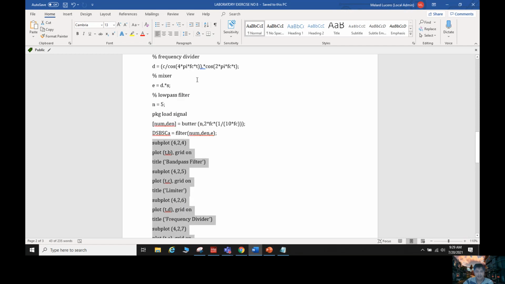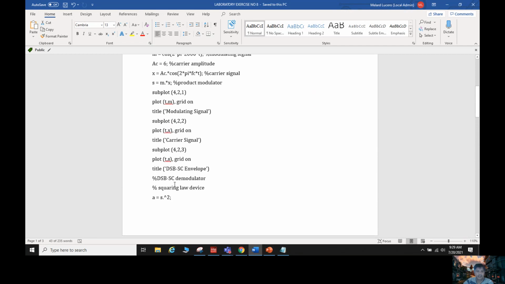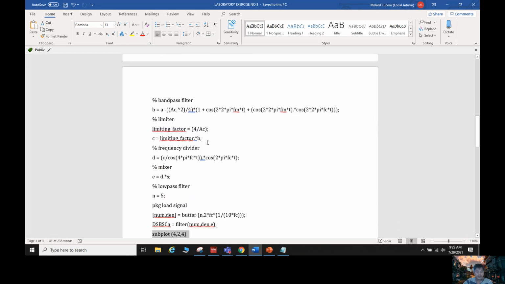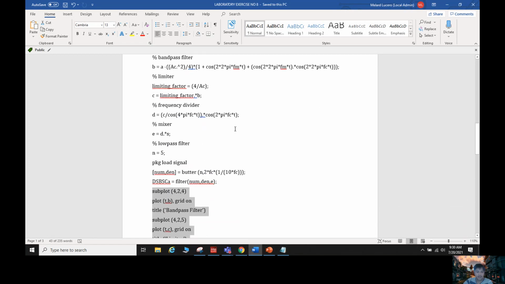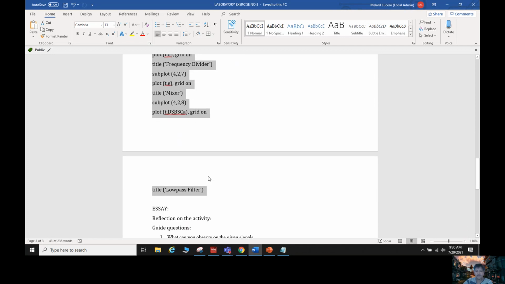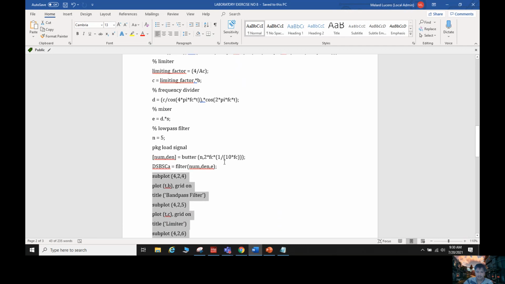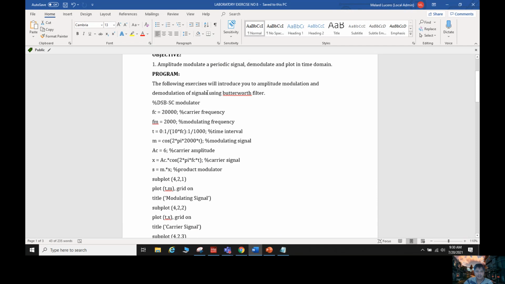So which is entitled, the first three will be having the modulating signal, the carrier signal, the DSB-SC envelope, then followed by the DSB-SC demodulator. So we will be having here the bandpass filter, the limiter, frequency divider, and the mixer, and lastly the low pass filter. So this clearly shows the process of how we can demodulate a signal. So the first part will be the DSB-SC or the modulator.